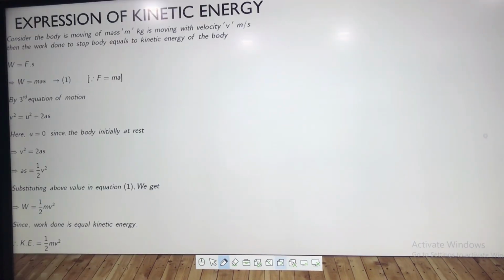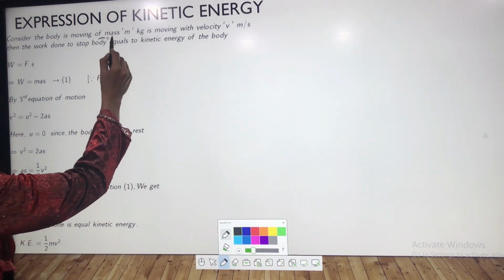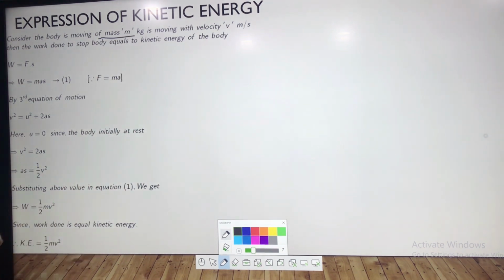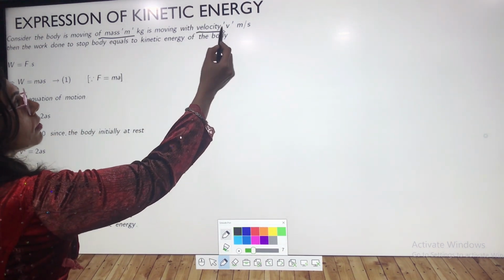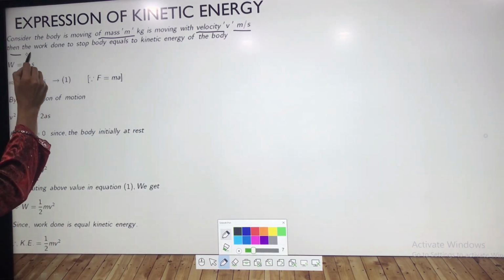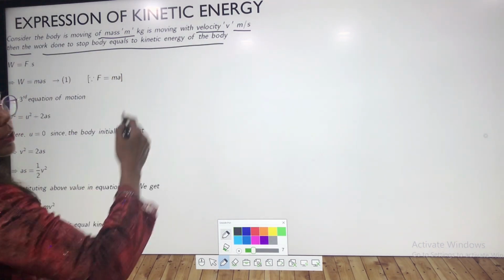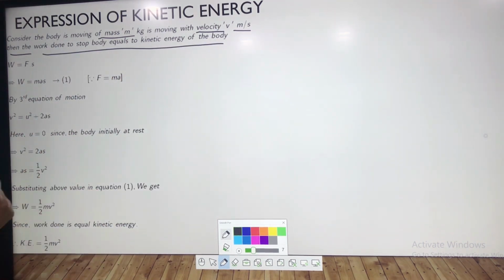Now our next topic is the expression of kinetic energy. We will derive the value of the kinetic energy by taking one example. Let us consider a body of mass m, in kilograms, that is moving with velocity v, in meters per second. Then the work done will be equivalent to the kinetic energy of that body. So let us derive it.